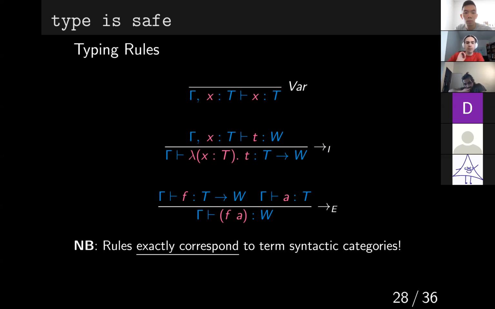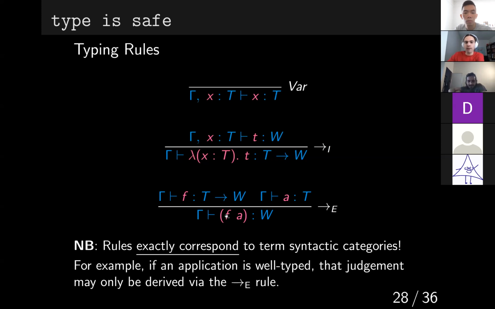Now, what's the most important point about these rules? It's that there are three different syntactic categories of terms, and each syntactic category of term exactly corresponds to a rule. There is a one-to-one correspondence between rules and syntactic categories. In other words, for example, if I typed an application, then if it's well typed, if there's a way to conclude this judgment, it can only be concluded with the implication elimination rule because it's an application.